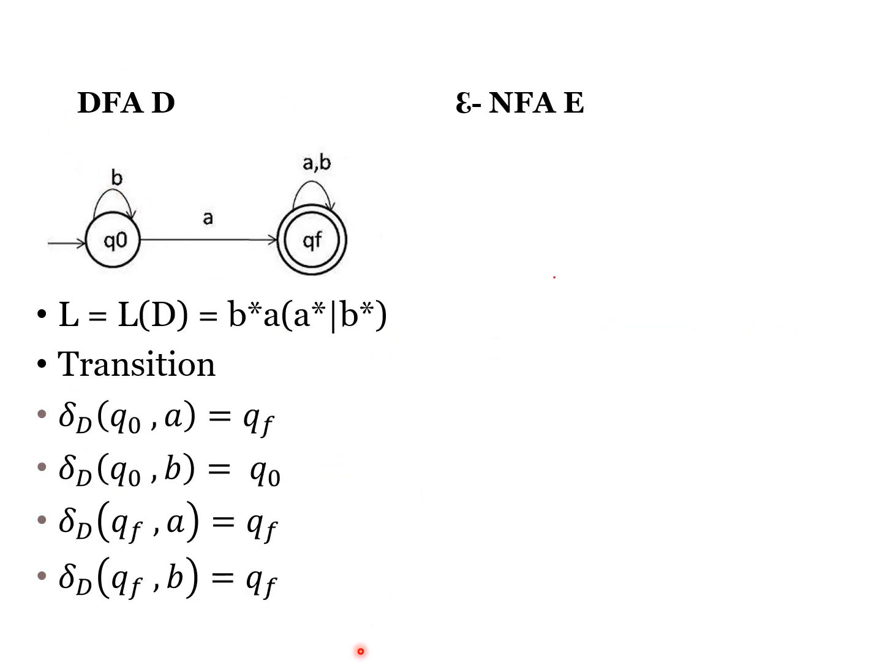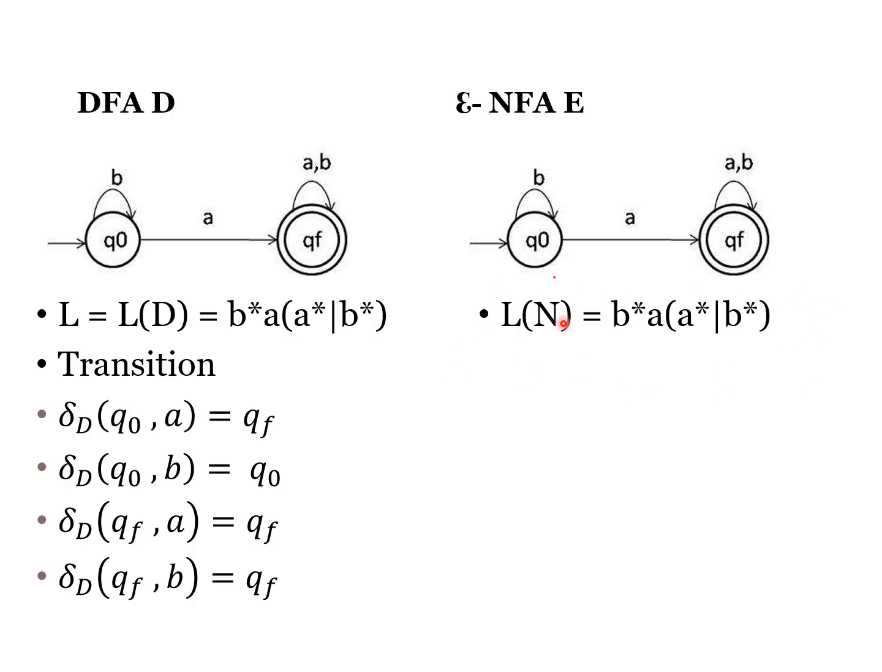So we'll go with an example. This is the given DFA, and we want to find the equivalent epsilon NFA E. So the language is the same. The DFA accepts b star a star or b star, and the epsilon NFA is also the same and the language accepted is also the same. The difference lies only in the transition.